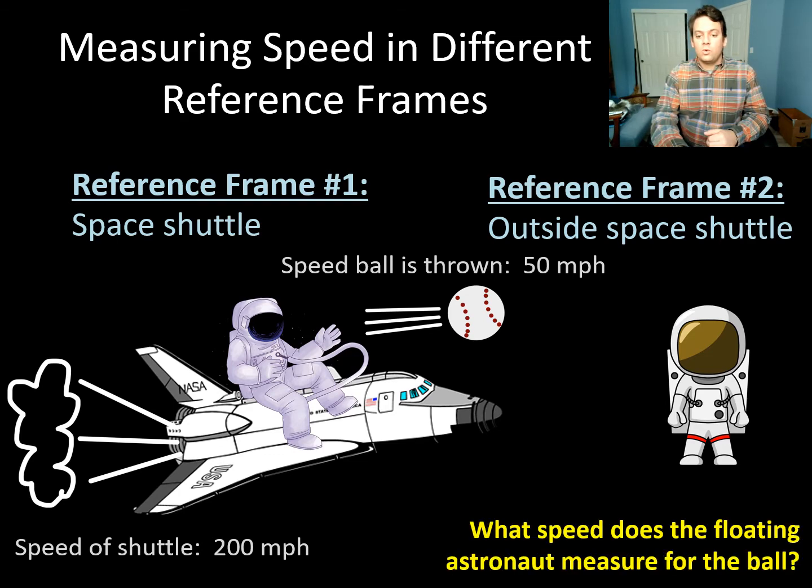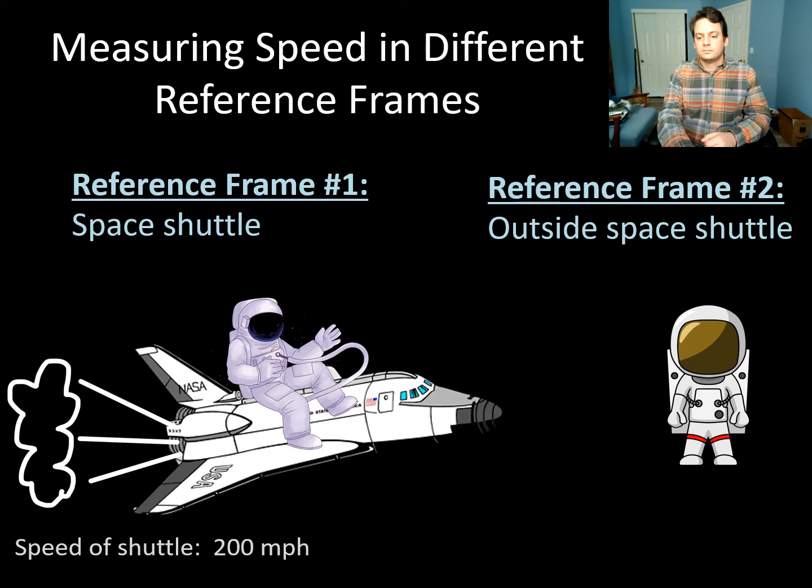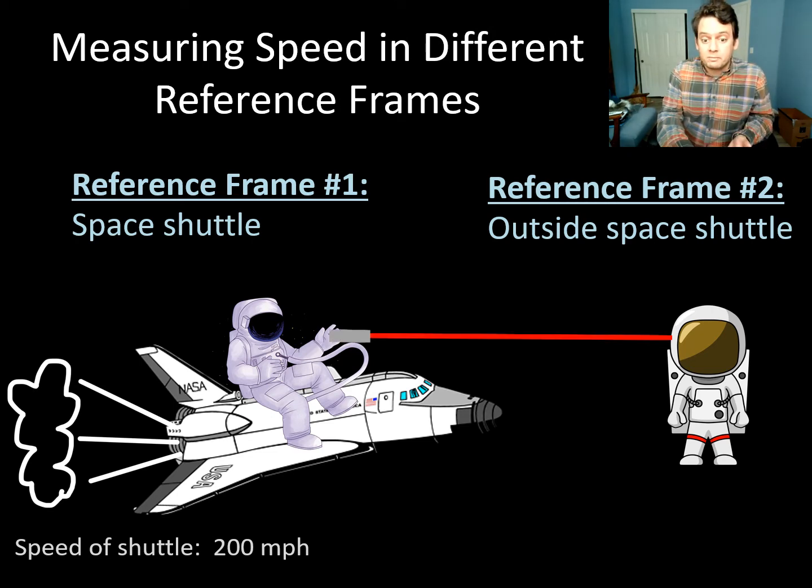And what we want to ask then is, what speed does this floating astronaut measure for the ball as it approaches his helmet? Okay. I'll pause for a second just to let you take in the situation and come up with an educated guess or an expert analysis, and then we'll talk through it a little bit more. Okay, so what do you think?